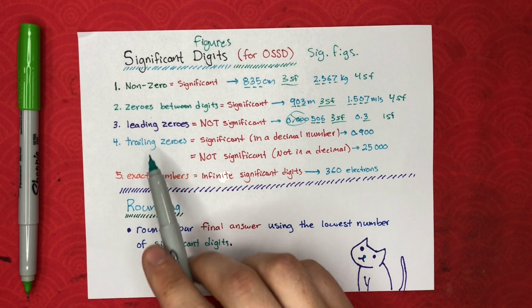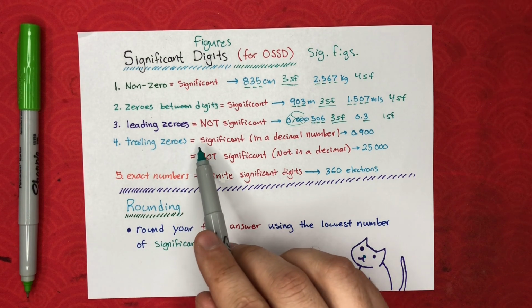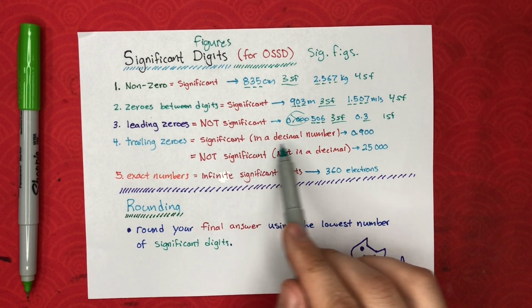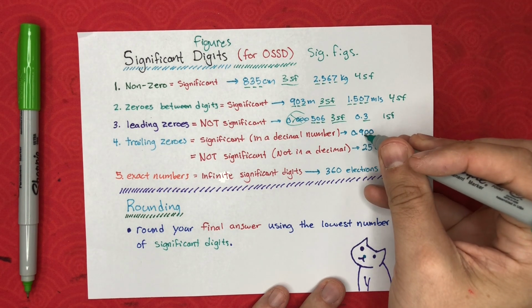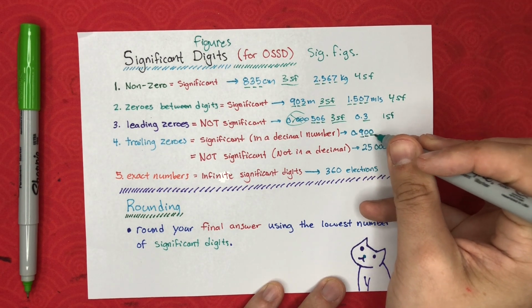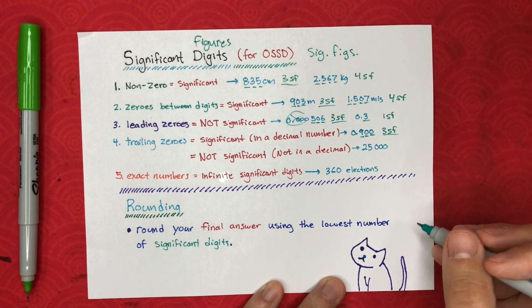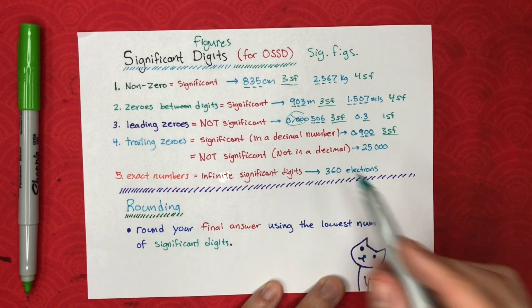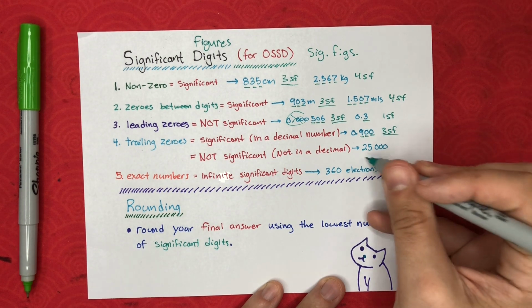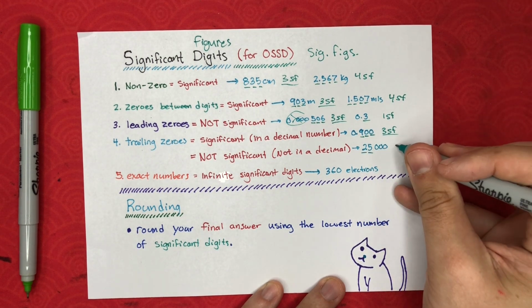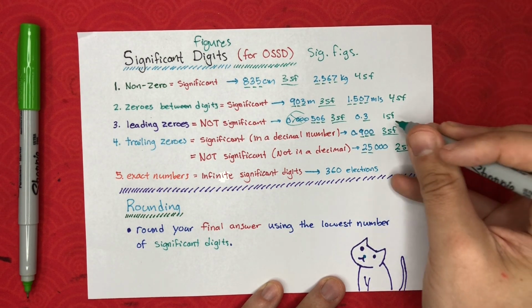The fourth rule is the trailing zeros rule. Any trailing zero is significant if it's in a decimal number. For example, 0.900, we have 1, 2, 3 significant figures over here. These trailing zeros are significant. It's not significant if it's not in a decimal. For example, 25,000, the 2 and the 5 are significant, so this is 2 significant figures.